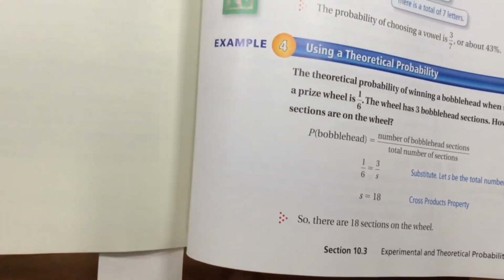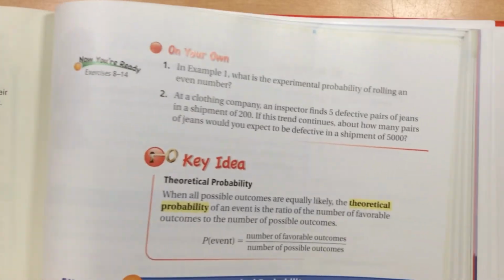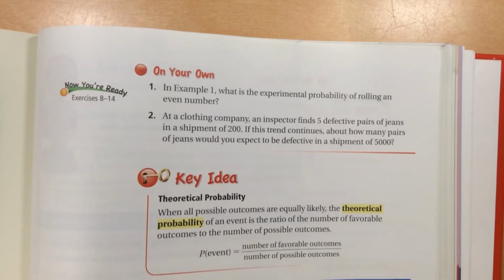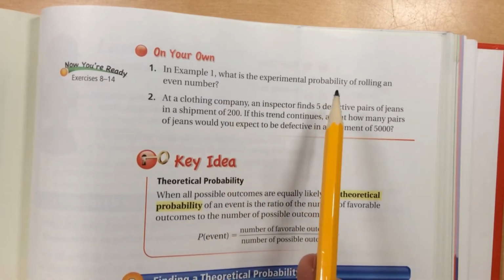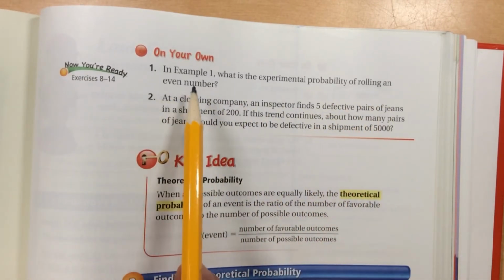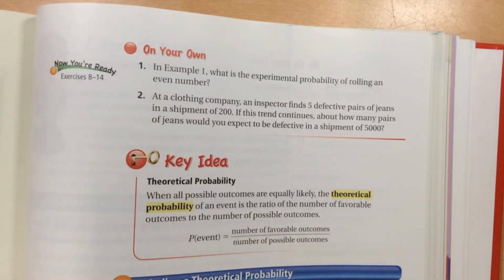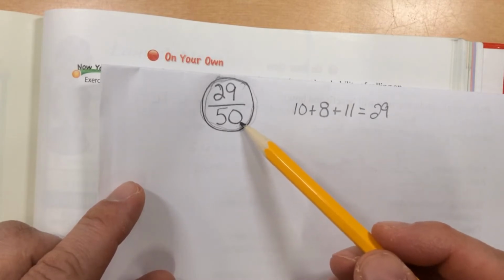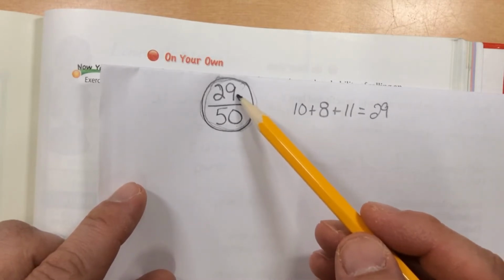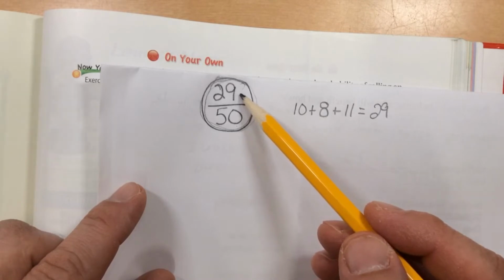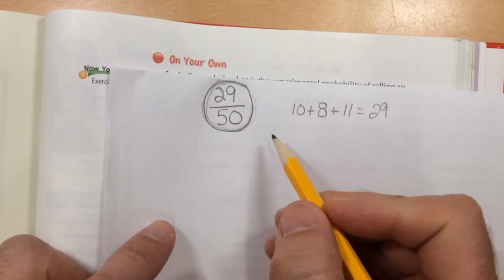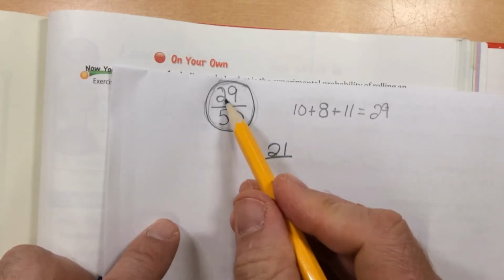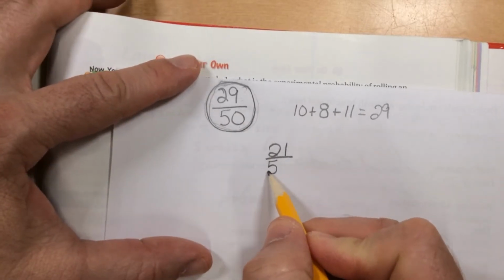Here we go, on your own. Number 1. In example 1, what is the experimental probability of rolling an even number? Well, this is kind of an easy one because, for example 1, remember we rolled the number cube 50 times, and 29 of those times it was odd. Well, if 29 of the times it was odd, how many of the times was it even? The other 21 times, because 29 plus 21 equals 50.